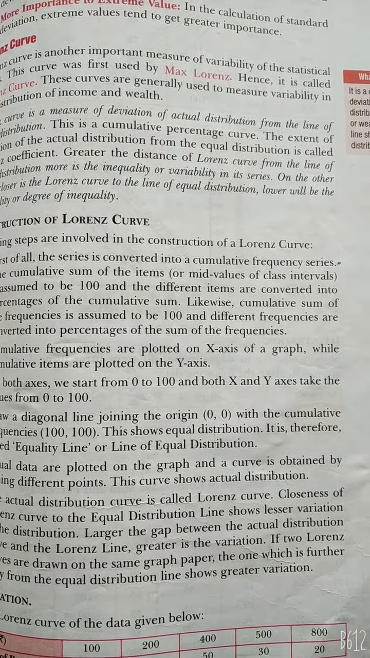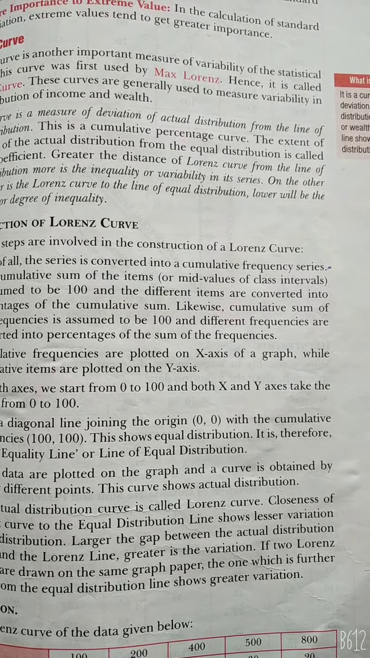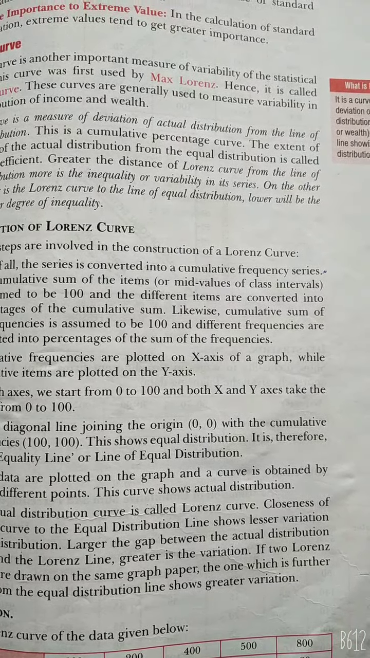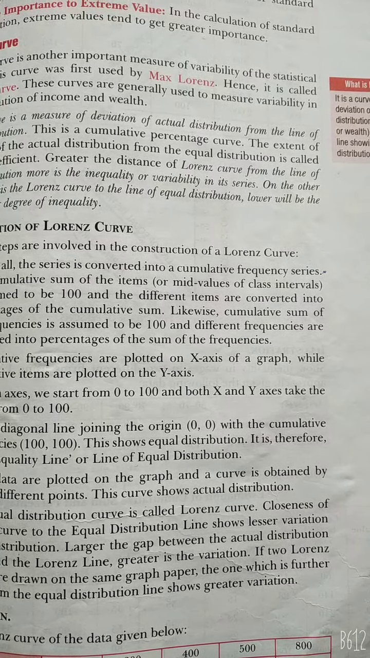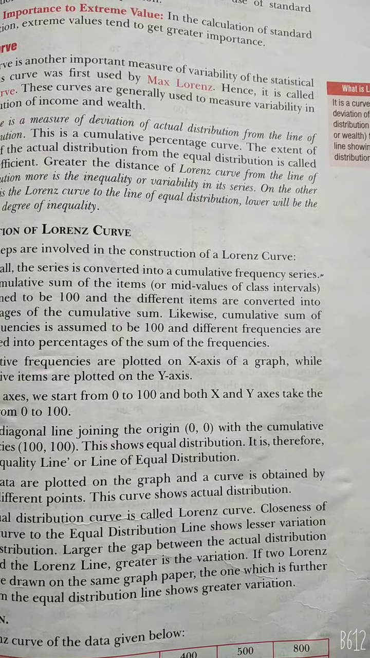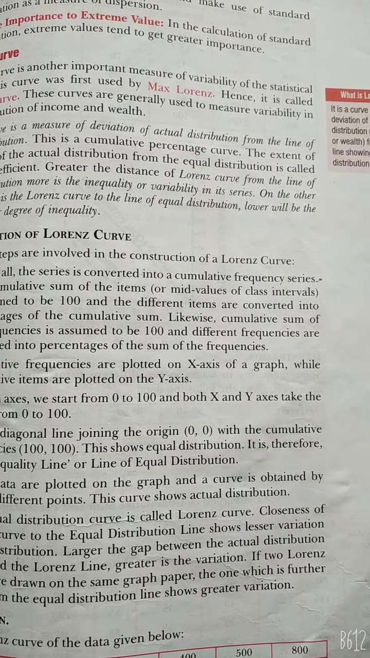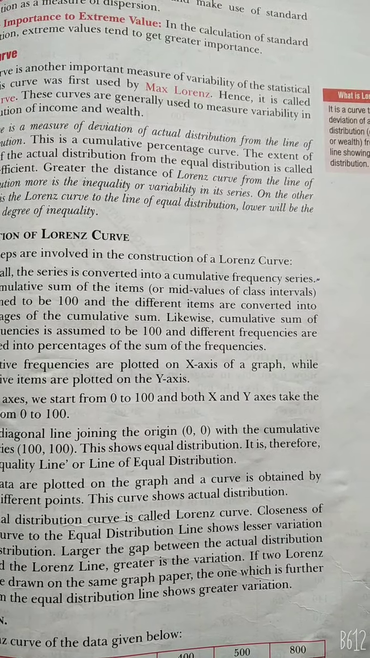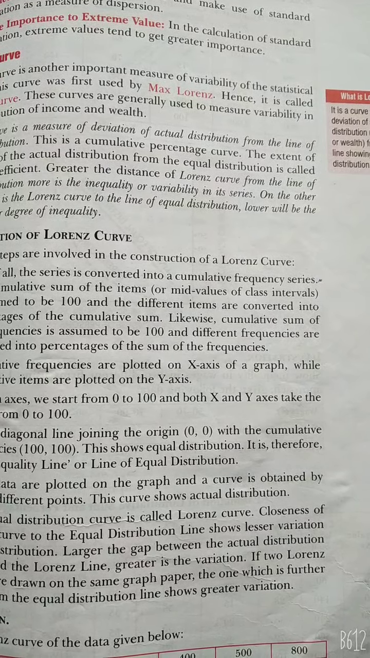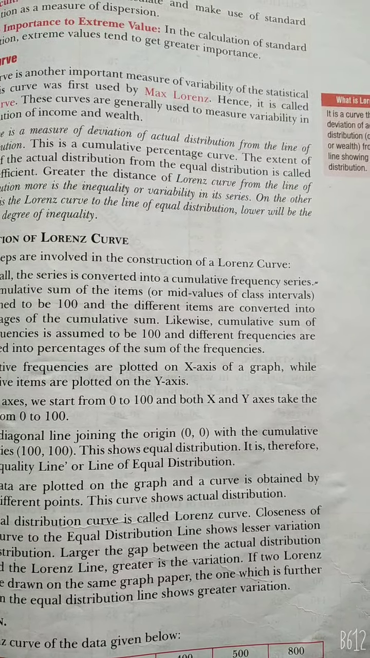The steps required in drawing the Lorenz curve are: first, calculate the cumulative total of the size of the item, or the mid-values in the case of a continuous series. Second, calculate the cumulative frequency. Third, calculate the percentage of the cumulative values, both size and frequency. The last cumulative total is considered equal to 100.